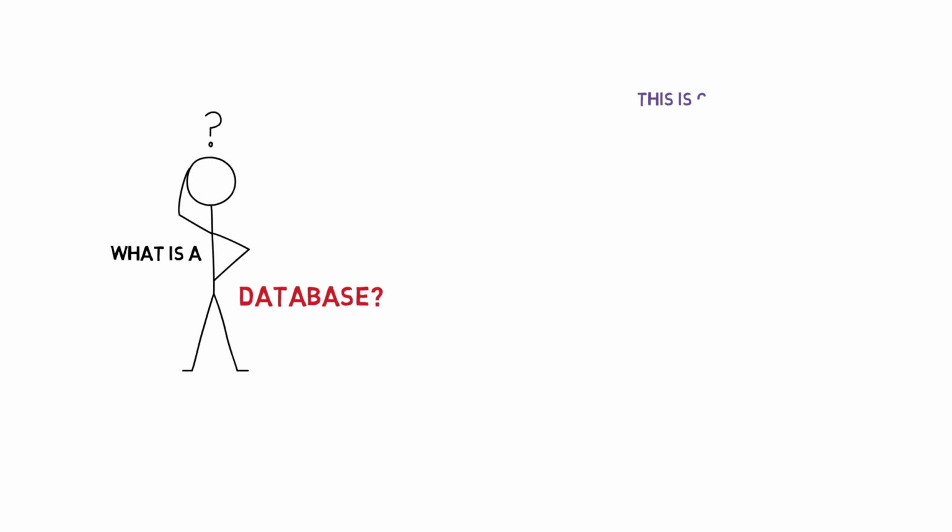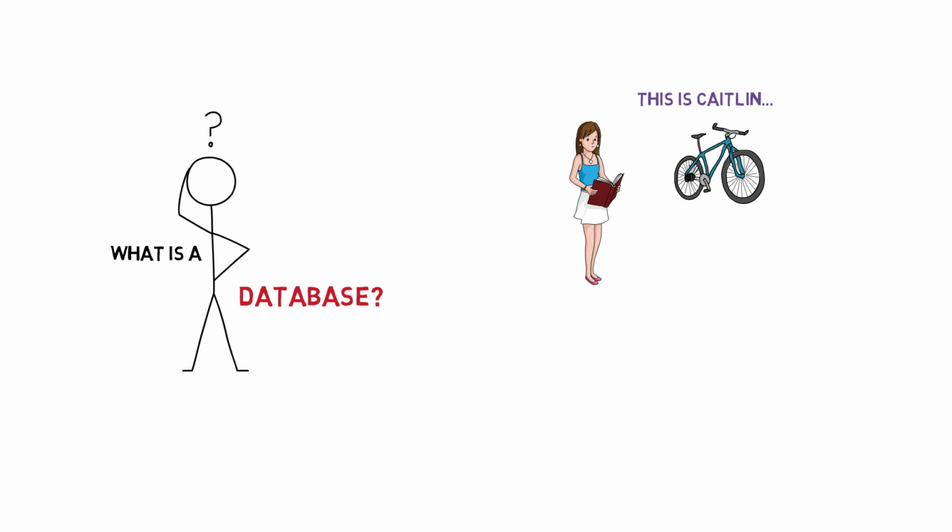What is a database? Here we have Caitlin. She's an avid bike rider and has just bought herself a racing bike from the outdoors company. It's registered under her name as Caitlin Shepherd, and they have all her details like her name, her surname, and her ID number on a table in their system.